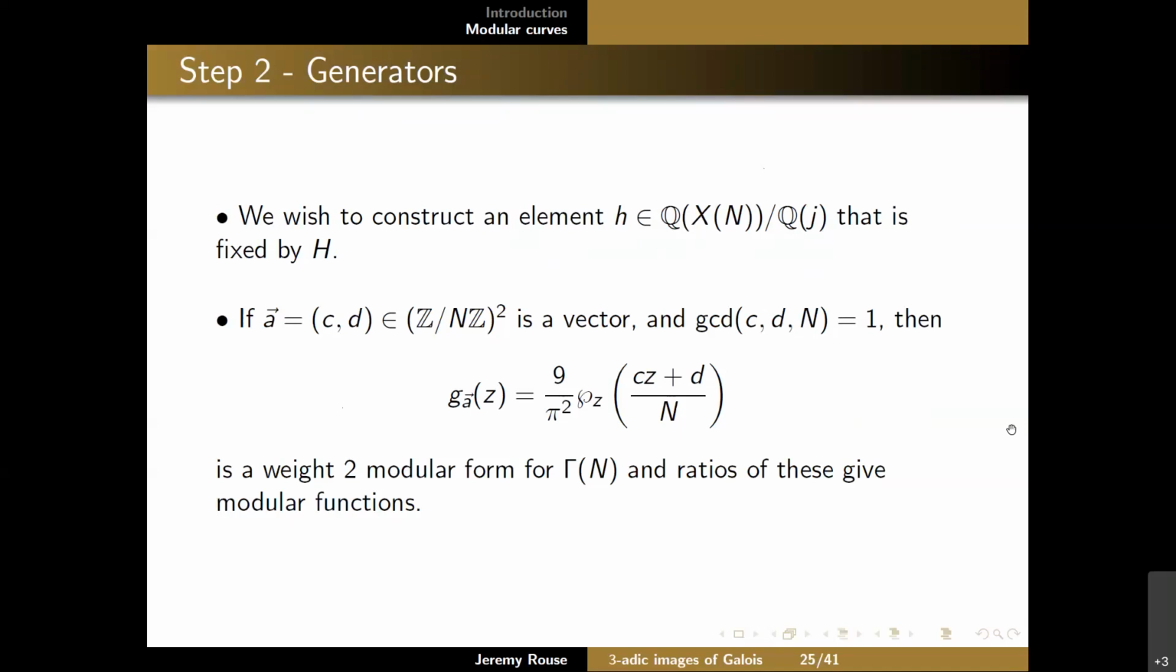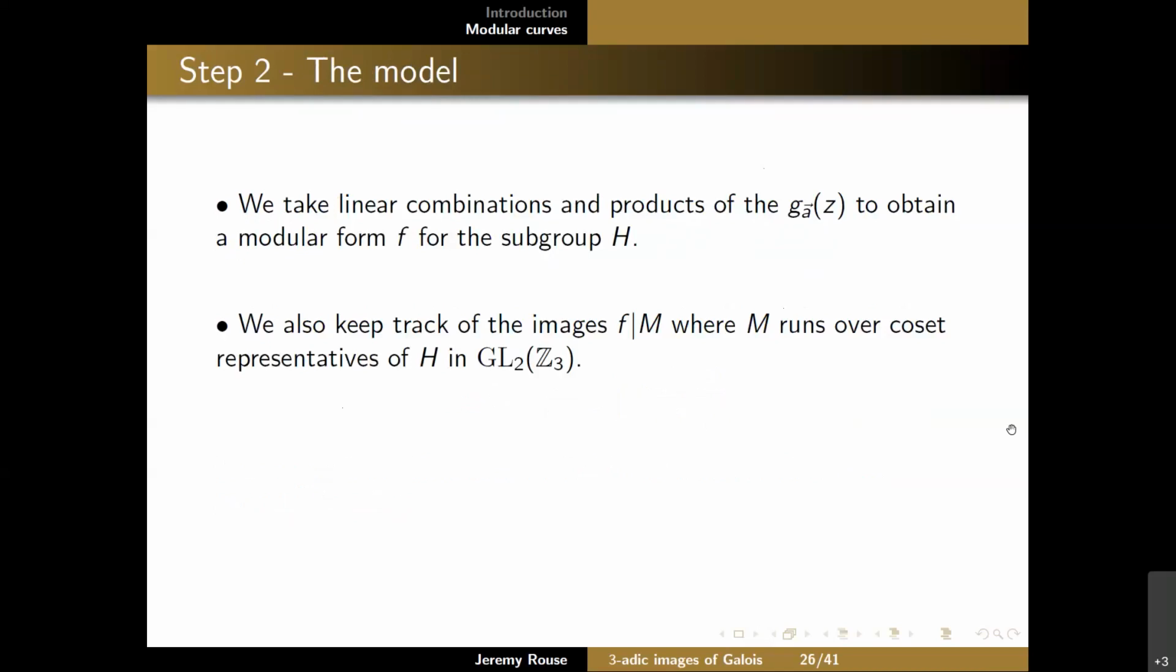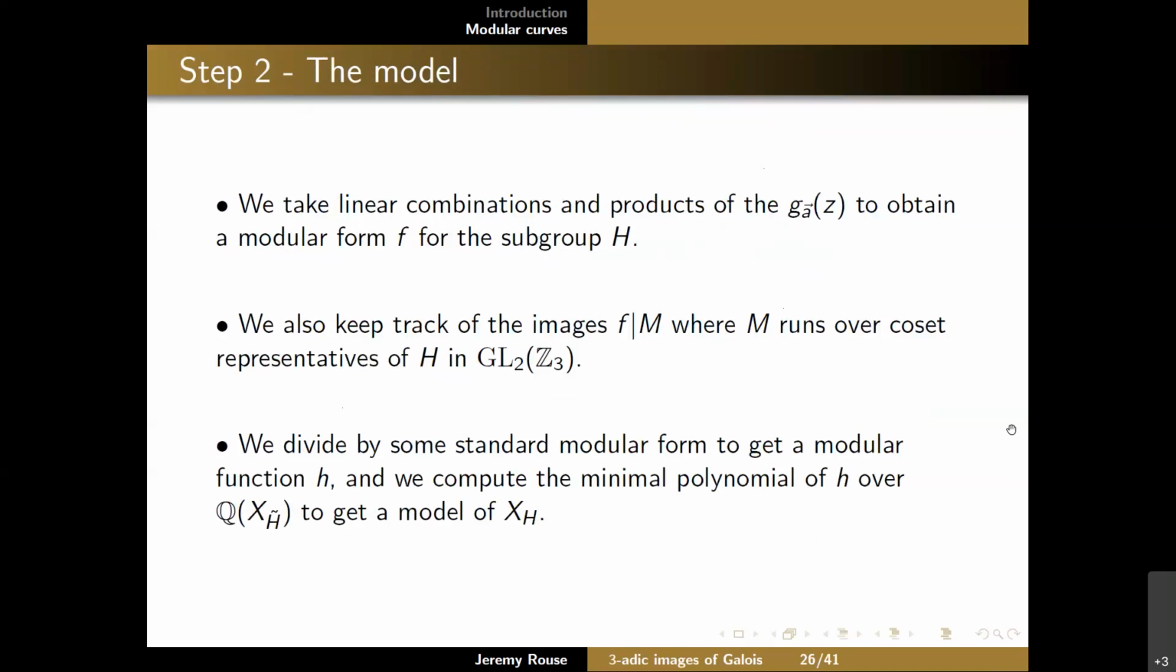Also, it's very easy to see how GL2(Z/NZ) acts on these functions g_a. So we take linear combinations and products of these g_a's to obtain a modular form for the subgroup H that's invariant under H. We keep track of the images of this function f as m ranges over cosets of H in GL2(Z/NZ). And using that, we can construct the minimal polynomial for our modular function over Q(j), and get a model of the modular curve X_H.